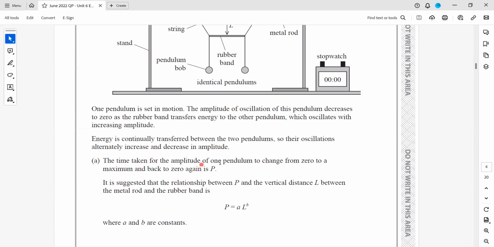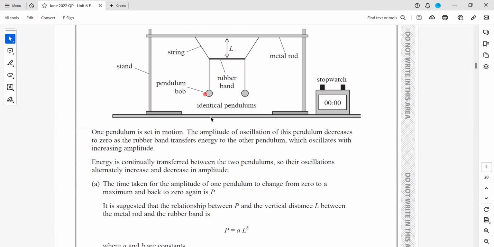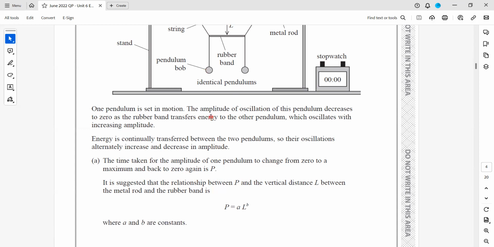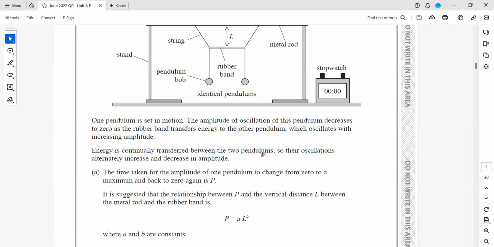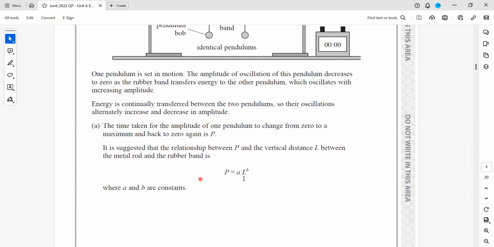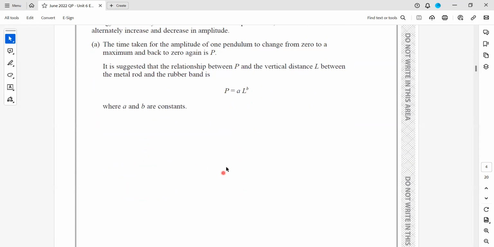The time for the amplitude of one pendulum to change from zero to the maximum and then back to zero again is P. So P is a time: first its amplitude changes from zero to maximum and then from maximum to zero again. First it is zero, then it starts to vibrate and reaches a maximum, then starts to slow down and is again zero. That is the total time, which is given by P. It is suggested that the relation between P and the vertical distance L between a metal rod and a rubber band is given by this formula, where A and B are constants.